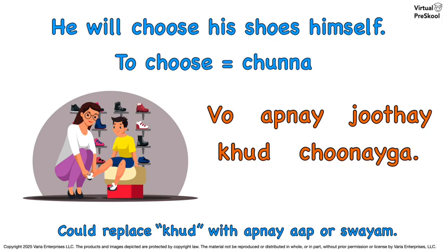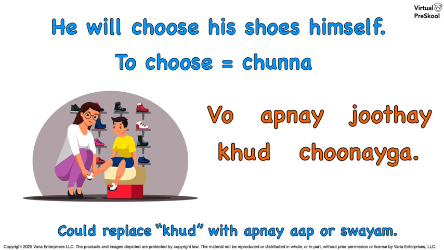Now, you could have also replaced खुद with अपने आप or स्वयं. वो अपने जूते खुद चुनेगा could become वो अपने जूते अपने आप चुनेगा, or वो अपने जूते स्वयं चुनेगा. But I like the word खुद here because we already have the word अपने, so it gets confusing if you have two. वो अपने जूते अपने आप चुनेगा. Totally makes sense. Lots of people would say it. Everyone would understand what you're saying. But for some reason, it just sounds better to my ears.